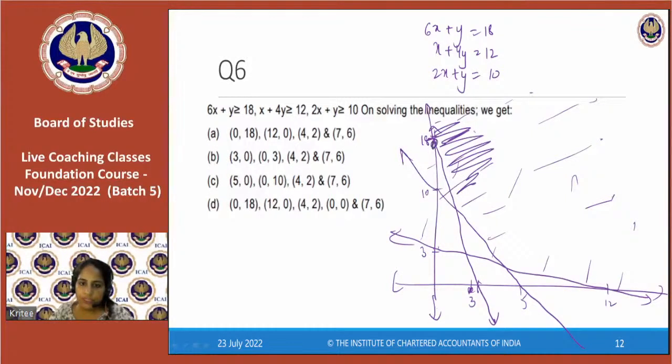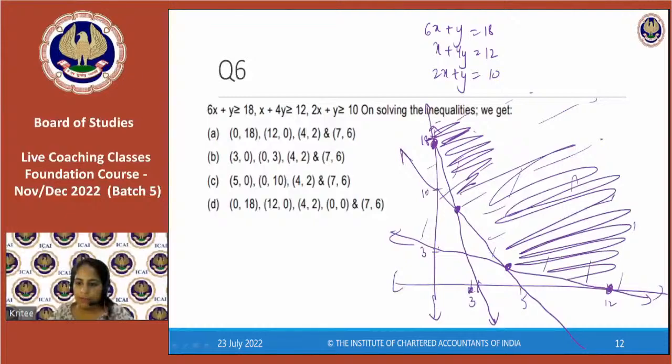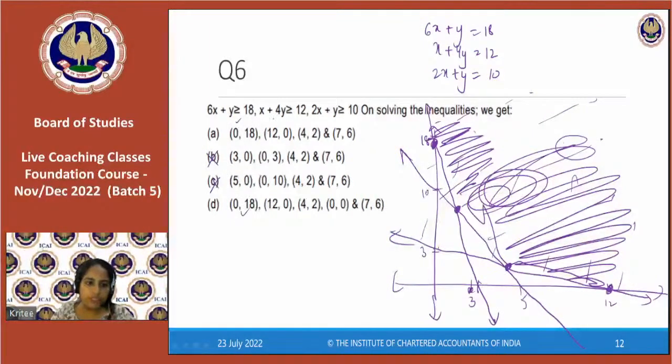So you have this point, you have this point, and this point. The common region is lying above these. This is your area. Now what are the points that you are touching? 0,18 and 12,0. So the options which give you 0,18 and 12,0 are the ones we have, because these two points are there.